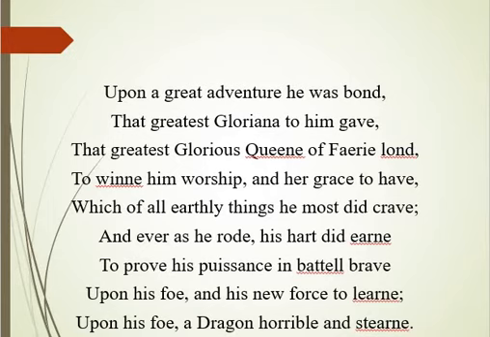So upon his foe, he was very powerful. His heart proved to be very strong and powerful against his foe or enemy, and his new force to learn upon his foe a dragon horrible and stern. A dragon is basically a mythical monster that is like a crocodile. So we can say that it is a huge monster. So this time he was going to learn something, to get experience of having a new foe against a bitter enemy called dragon who was very strong and very horrible.